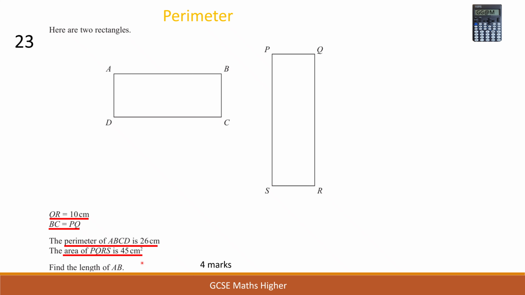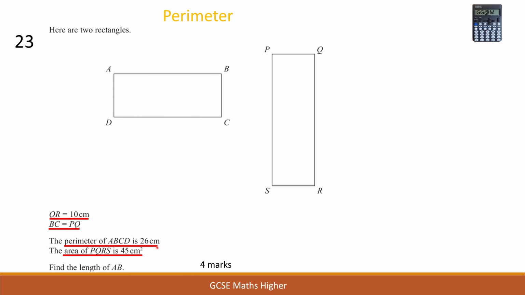You've got to work out the length of A to B. So remember to work out the area, it's the length times the width. So we know this distance is 10 times by something, so 10 times something has got to give me 45. So you can work out this distance here. Once you know this distance here, that is the same as this distance here and the distance over here.